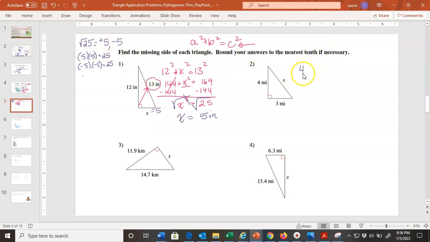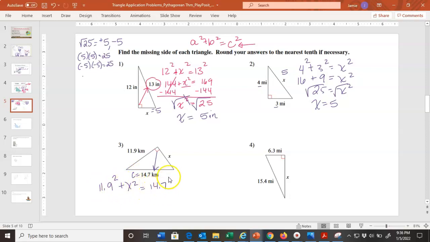Let's try this one. Oh, do we even have to try it though? Look, 3, 4, we know this is going to be 5. We can do it though if you want. 4 squared is 16, 3 squared is 9. There's that 25. X is 5. That's that 3, 4, 5 Pythagorean triple. All right, let's try this one. Here's the hypotenuse. So remember, this is always our C value. So we'll have 11.9 squared plus x squared equals 14.7 squared.